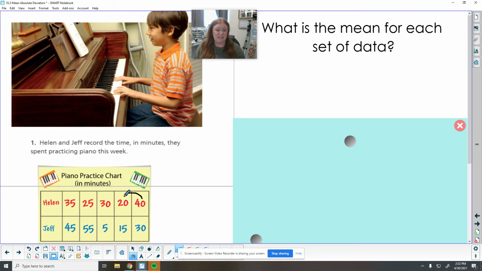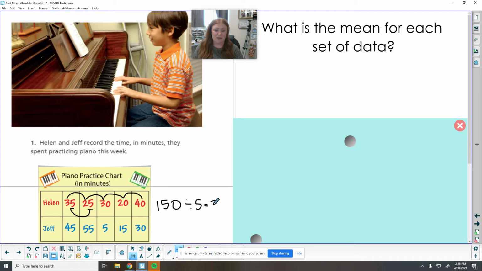So I can see here is 60 and 90. 20 more is 110. So I'm going to come back and grab that 5. 30 more is 140, and 10 more is 150 for Helen. And I'm dividing that by 5. So go ahead and do that.